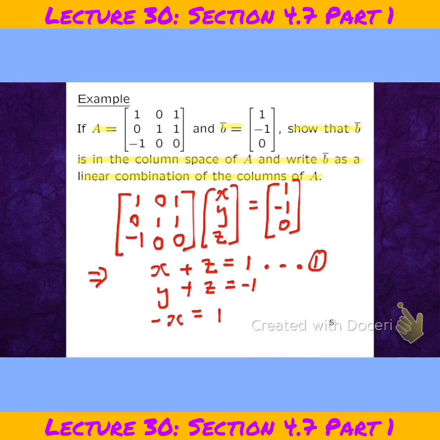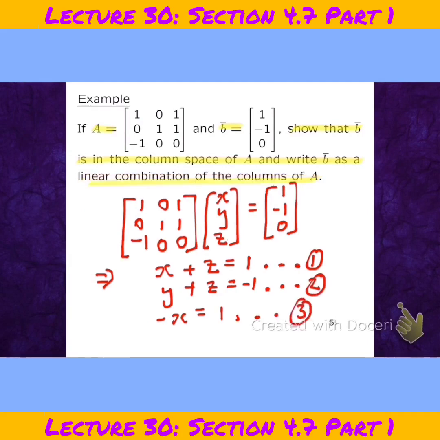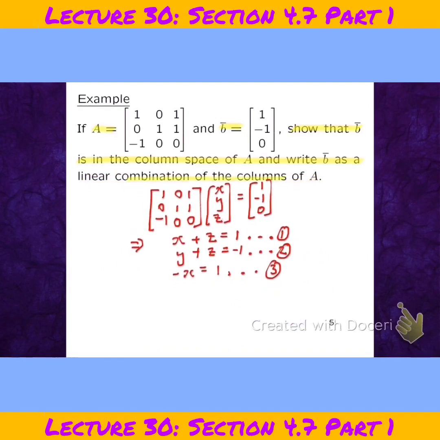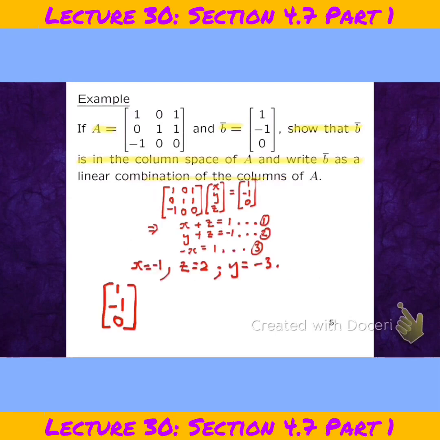We get a system of three equations. Okay, from that we can solve our linear system: x is minus 1, z is 2, and y is minus 3. Right, so there's my first column vector. There's my second column vector. There's my third column vector.